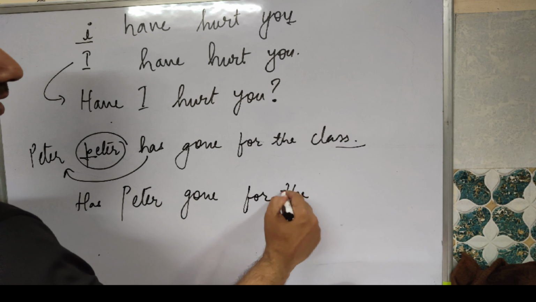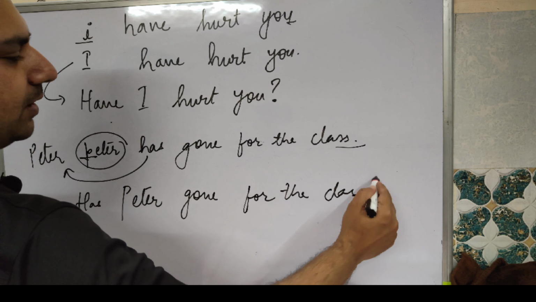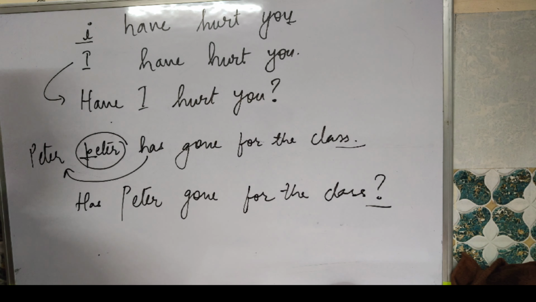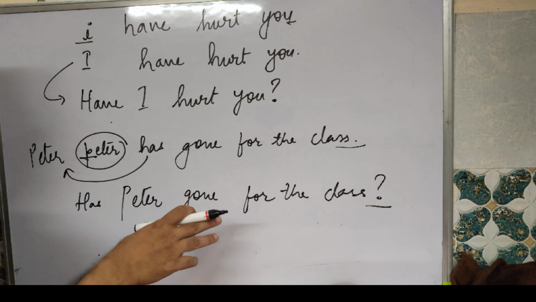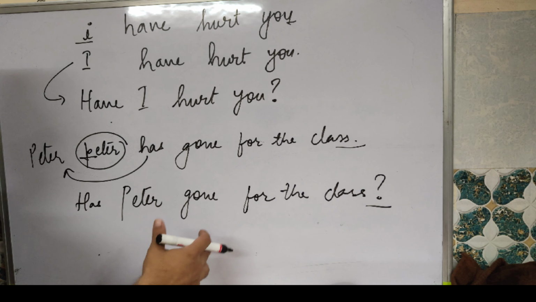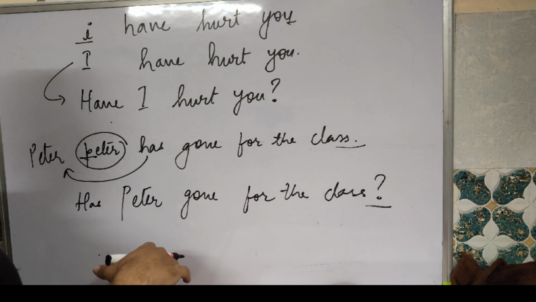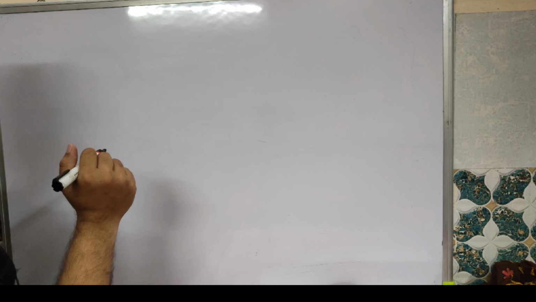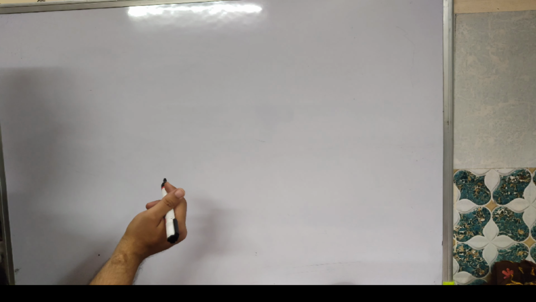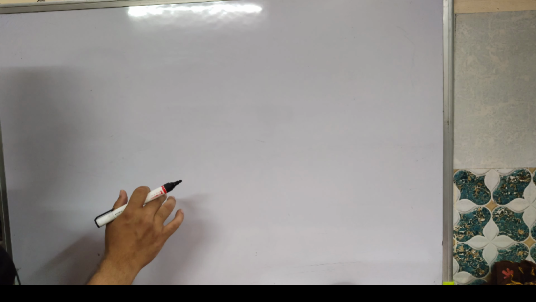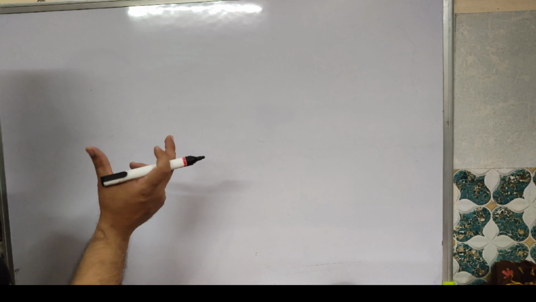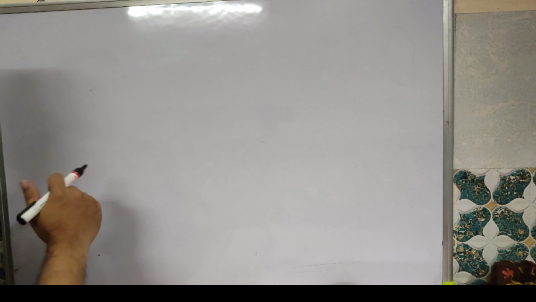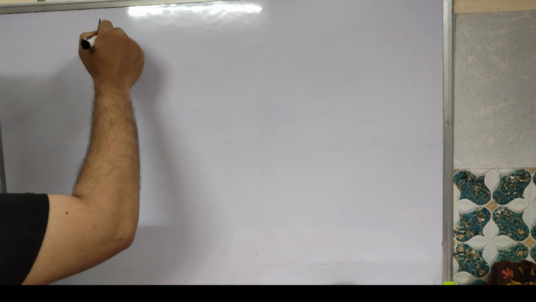Okay, everything will remain the same. Gone for the class, and at the end we need to add a question mark. So this is how you can change an assertive sentence into a question. Now I'm giving you an imperative example. You need to solve it yourself. Apart from that, it is also in the jumbled form. So let's see if you can solve this one.